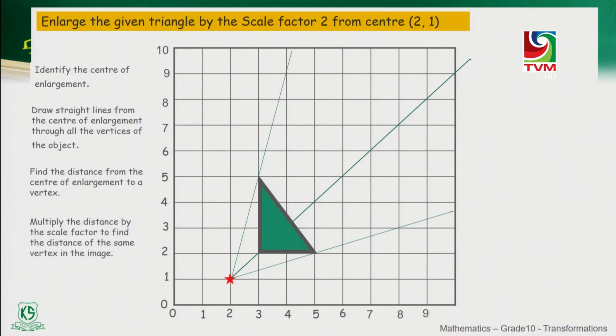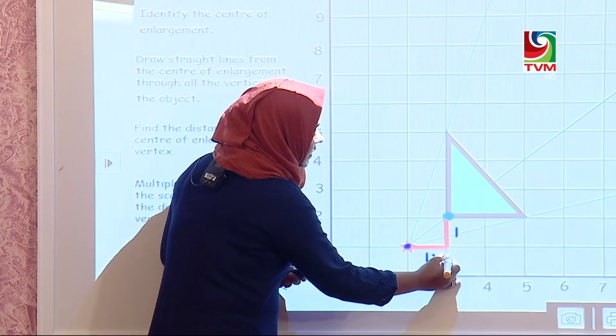Now as the third step, what we did was identify one vertex or one corner on the object. Check the distance from the center of enlargement to that point. So as you can see here, from the center to the point, we have across 1 and vertically also 1 square. Now since we are going to enlarge this triangle by scale factor 2, this distance we are going to multiply by 2.